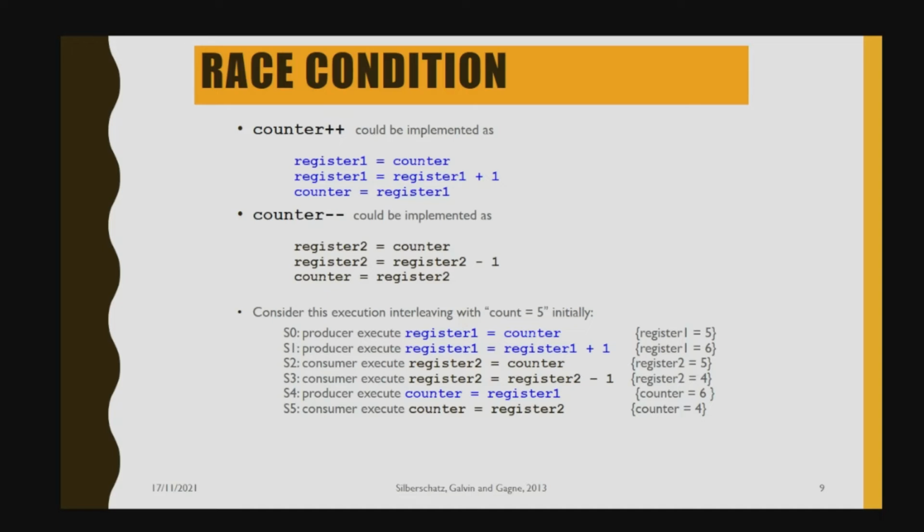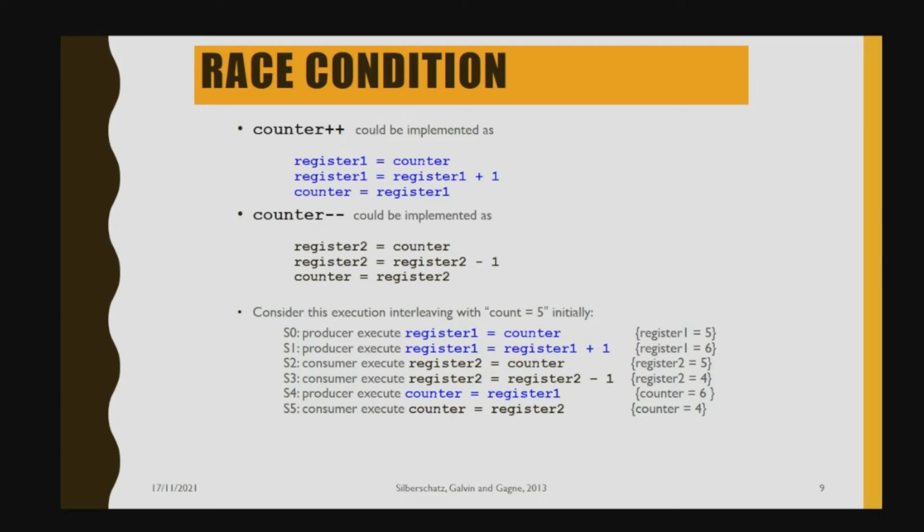But if the process within the same time, it's just a race condition. Let's say at time 0, the producer executes register 1 equal to counter. We set the counter, fine. So now register 1 holds the value of 5. At time 1, the producer executes register 1 equal to register 1 plus 1. So 5 plus 1 equals 6. Now register 1 holds the value of 6.